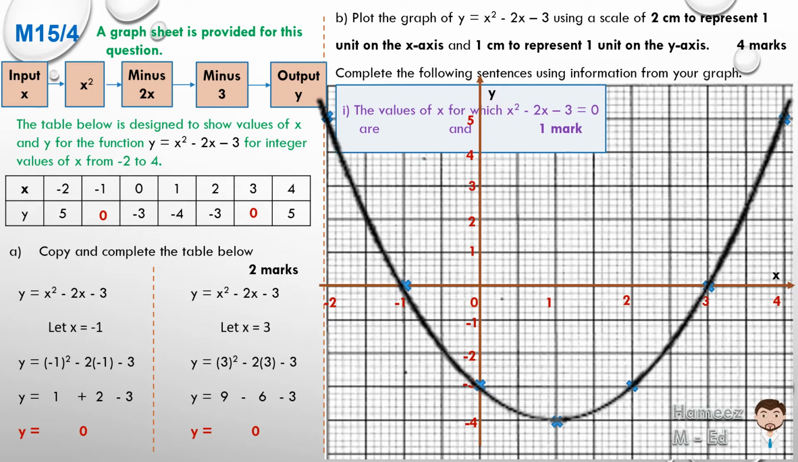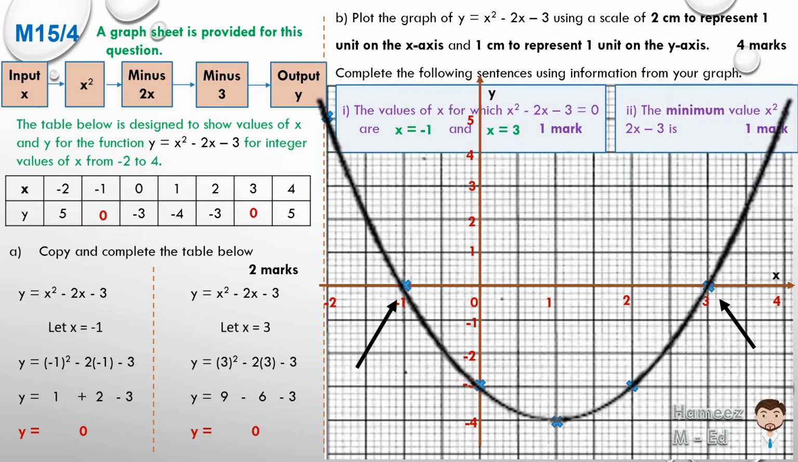B part 1 now: the values of x for which y is 0. So how do we do that? When y is 0, those are the roots of the equation, which means where does the graph cut the x-axis? I'll put 2 arrows to indicate there. It cuts it at x is equal to minus 1 and x is equal to 3.